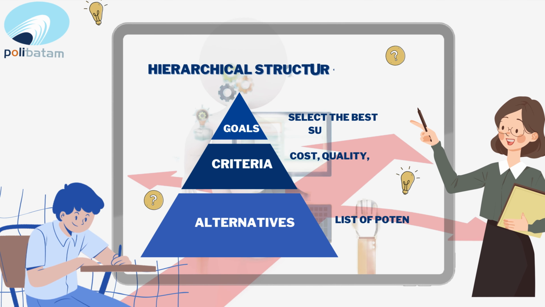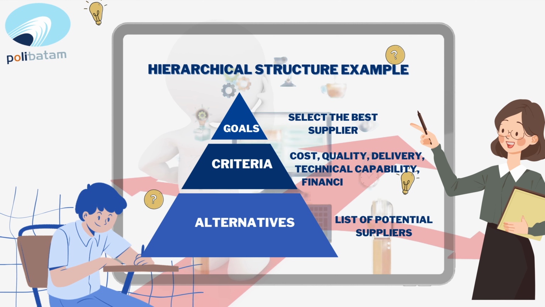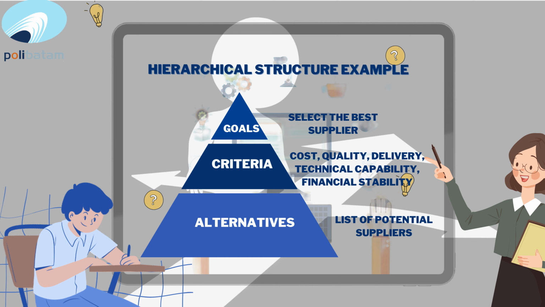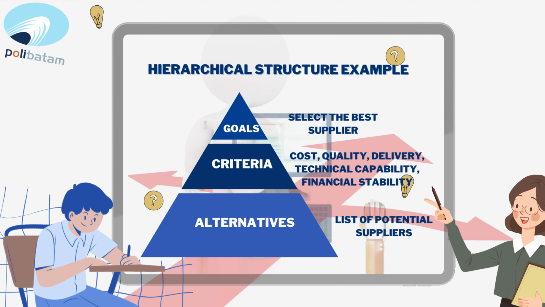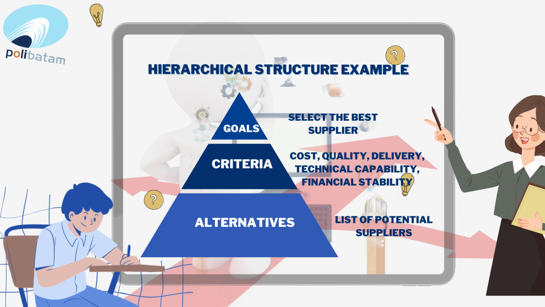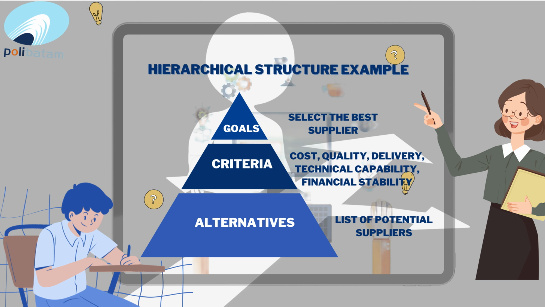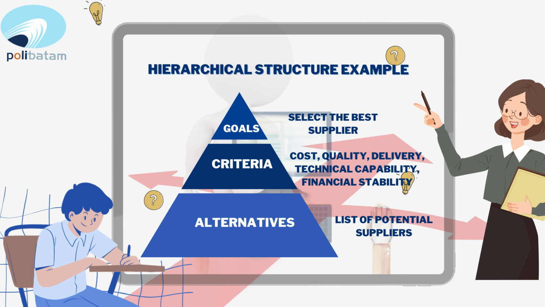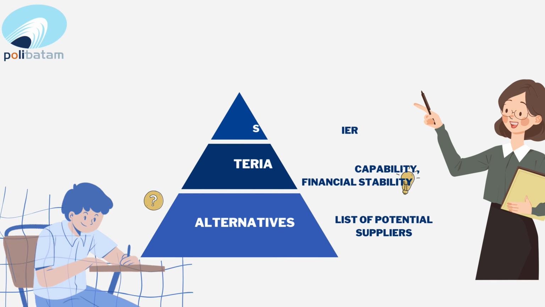Here's an example of a hierarchical structure for supplier selection. At the top level, we have the goal, which is to select the best supplier. The second level consists of criteria: cost, quality, delivery, technical capability, and financial stability. The third level lists the potential suppliers. This structure helps in systematically analyzing and comparing each supplier based on the defined criteria.